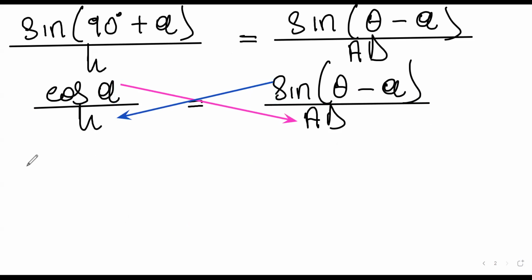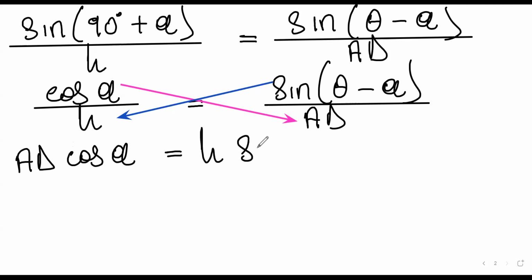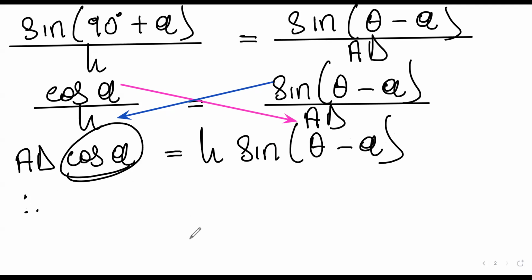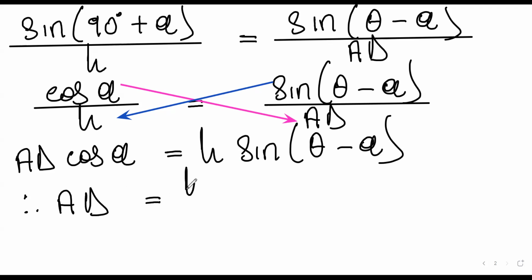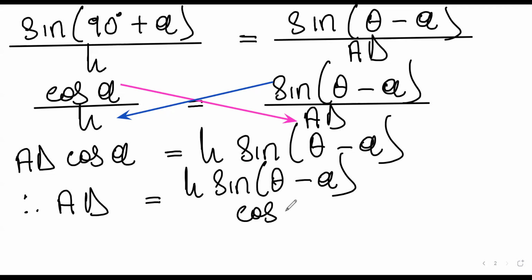So now we can cross multiply and say, well, AD cosine alpha will now be given by h sine theta minus alpha. And now we divide both sides by cosine alpha. So we can find that AD will be h sine theta minus alpha divided by cosine alpha. Well, this is what we can say.